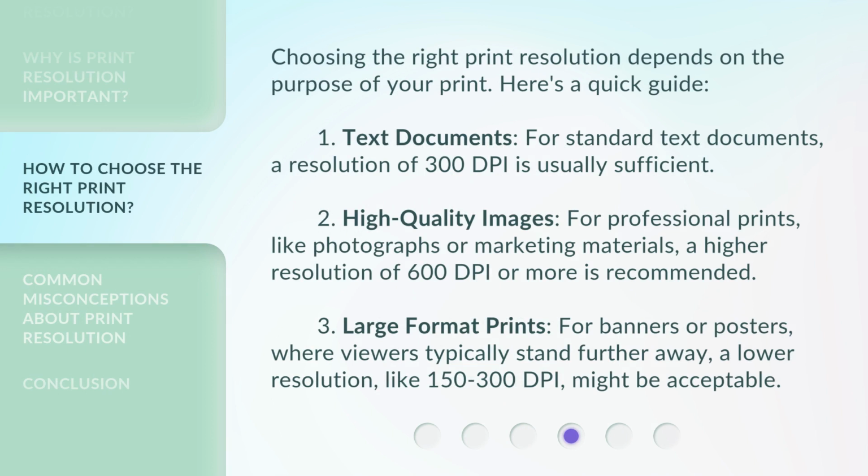Choosing the right print resolution depends on the purpose of your print. Here's a quick guide. 1. Text documents. For standard text documents, a resolution of 300 dpi is usually sufficient. 2. High-quality images. For professional prints, like photographs or marketing materials, a higher resolution of 600 dpi or more is recommended. 3. Large format prints. For banners or posters, where viewers typically stand further away, a lower resolution, like 150 to 300 dpi, might be acceptable.